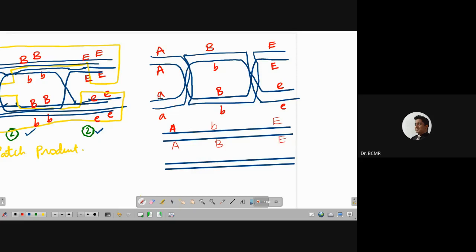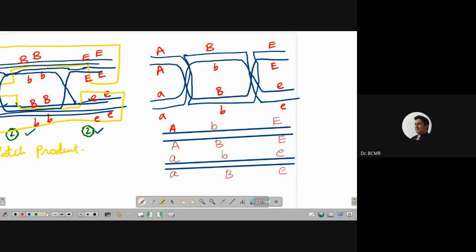Look at the lower strand. Small a is continuous with small b. Small b is continuous with small e. And capital A here is base paired with small a. And the small a is continuous with capital B, and that capital B is continuous with small e.